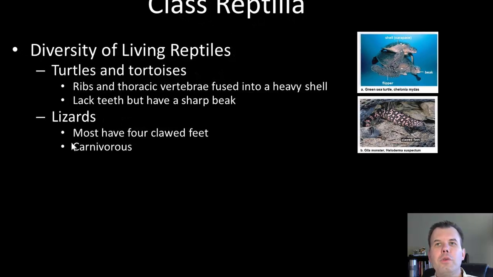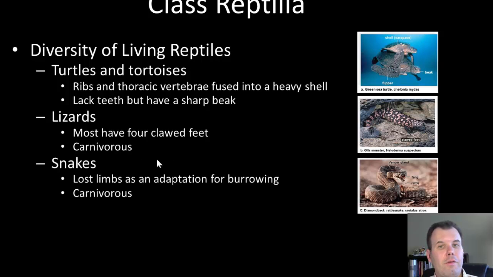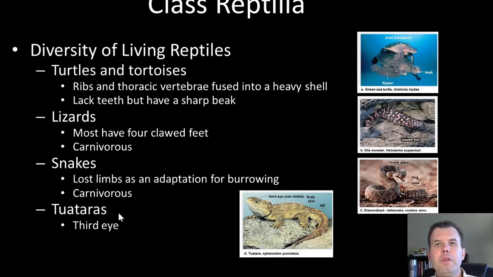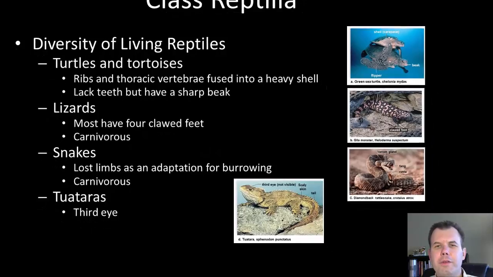Okay, the lizards, most have four-clawed feet. These are carnivorous. You have the snakes that have lost their limbs, as an adaptation to burrow, and again, they're carnivorous. They eat meat. The tuataras, which are some of these lizards that some of your kids may want to own or have, and you've actually seen these. And again, they have what is a third eye, and we'll talk more about this as well. It helps regulate the daylight circadian rhythms, and it's the pineal gland that we have. Again, we don't have that third eye, but a lot of scientists do call it a third eye, and we'll talk more about this later on.